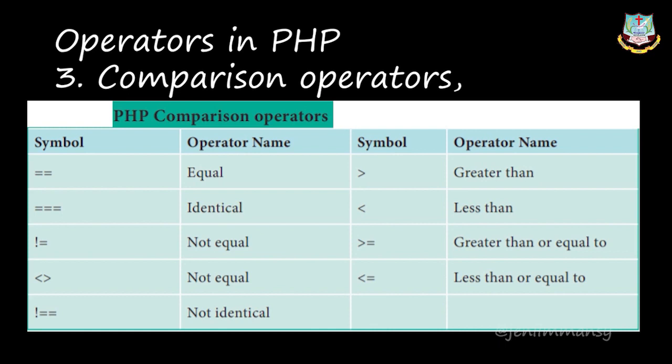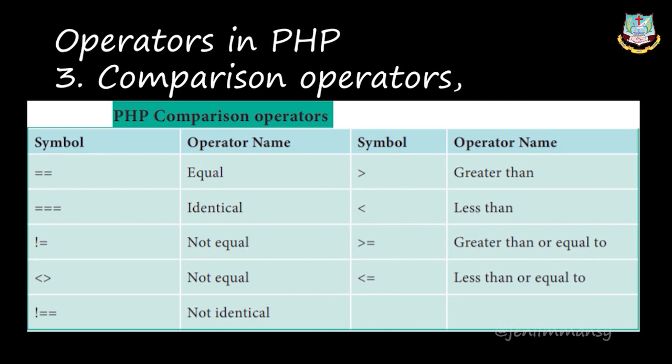For not equal to, we can use another symbol also: less than and greater than together. Then we all know greater than, less than, greater than or equal to, and less than or equal to. These all come under comparison operators.